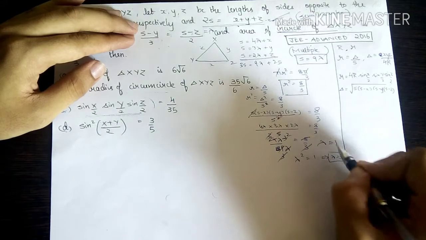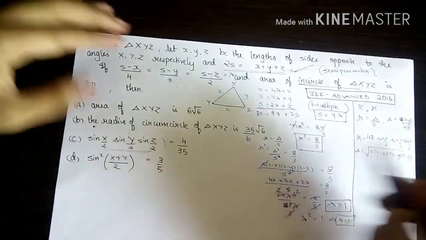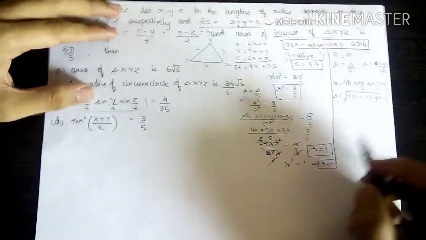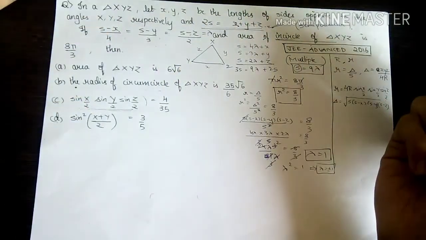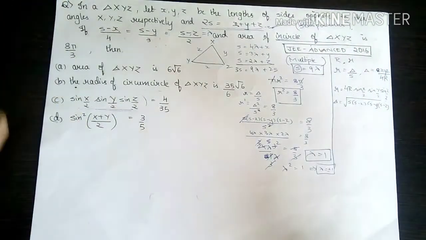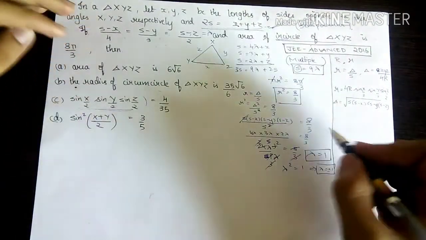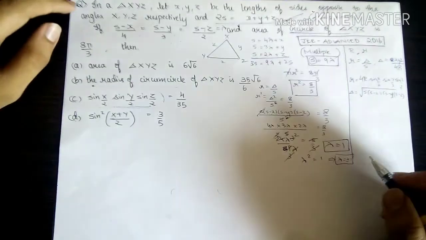But we have to take lambda is equal to 1 because s is equal to 9 lambda. We had got that, right? So s is equal to 9 lambda. S is the semi-perimeter, so that can never be negative, because it consists of the sides of a triangle. So lambda is equal to 1 is what we got.